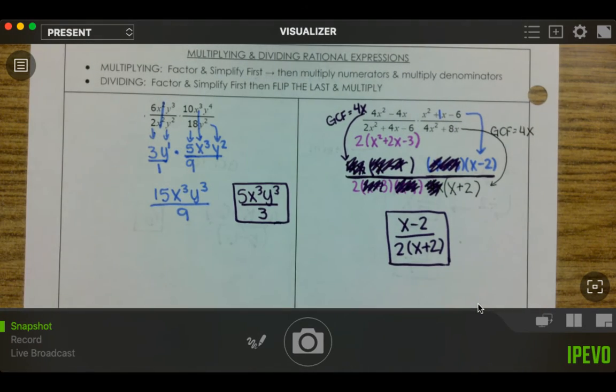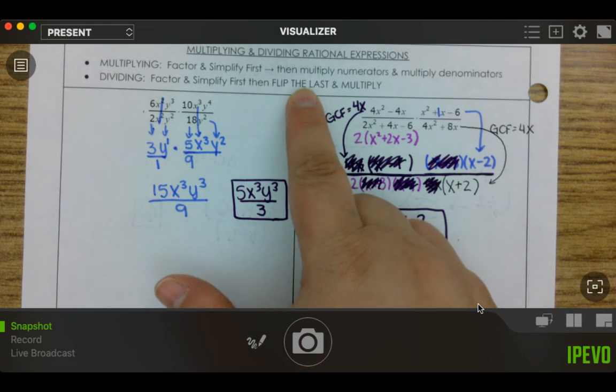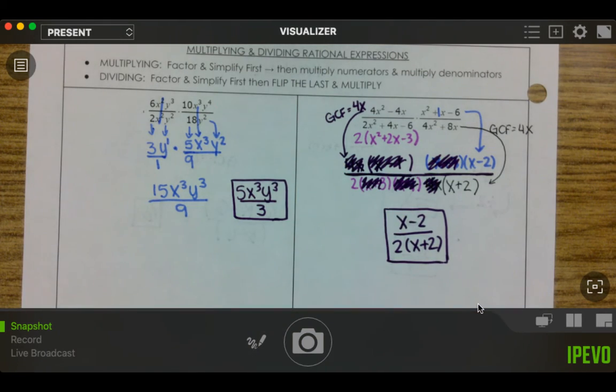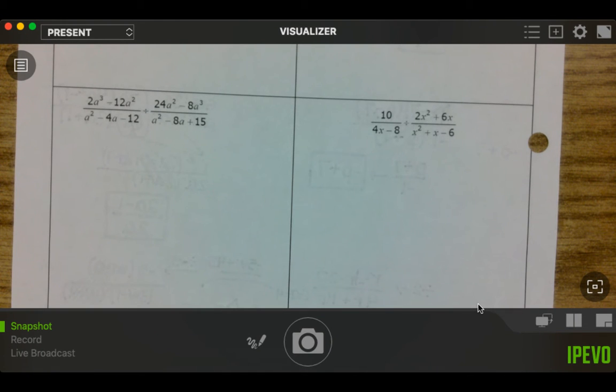Okay, there is one trick about dividing, and that is we're going to flip the last and multiply. I use the saying, instead of dividing by fractions, flip the last and multiply. Or, dividing by fractions is easy as pie, flip the last and multiply.